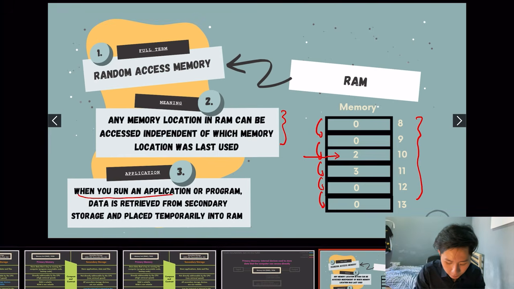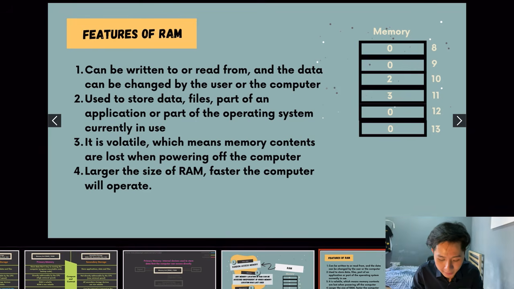Therefore, when you run an application or program, data is retrieved from secondary storage, like what I said. It has to be moved from secondary storage into the RAM and placed temporarily there. And one of the features of the RAM is that it can be written to or read from, and the data can be changed by the user or the computer.